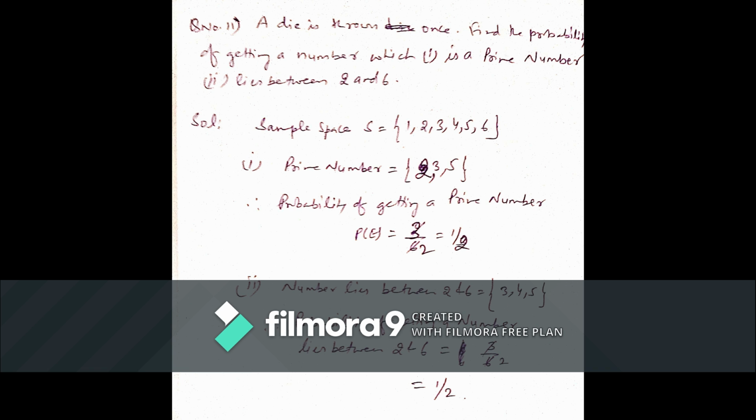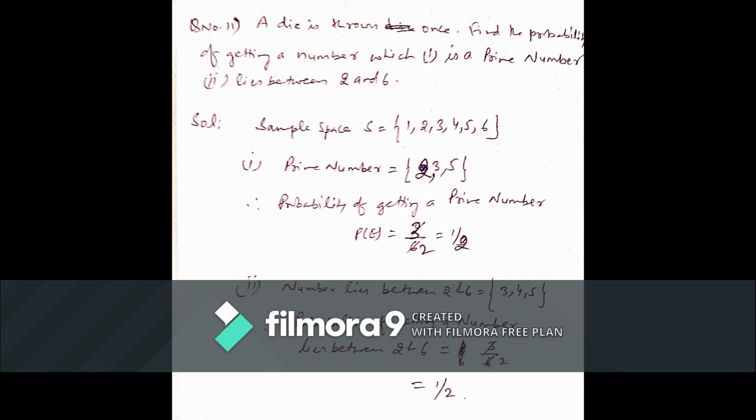If a die is thrown, the sample space consists of 1, 2, 3, 4, 5, 6. These are the only possibilities, 6 outcomes. So what are the prime numbers? 1 is not counted as a prime number. Never count 1 as a prime number, as 1 is a factor of everyone. The prime numbers are 2, 3, 5 here. Prime numbers start from 2, 3, 5, then 7, 11, 13, like this. So the prime numbers in this sample space are 2, 3, 5.